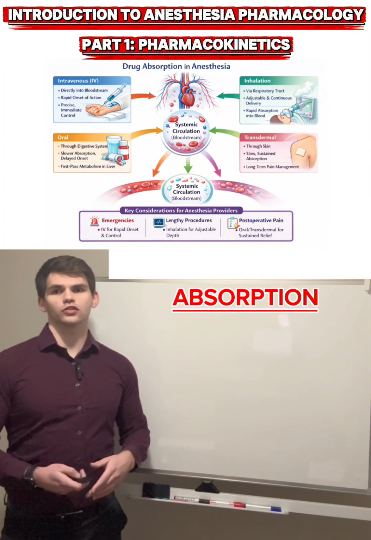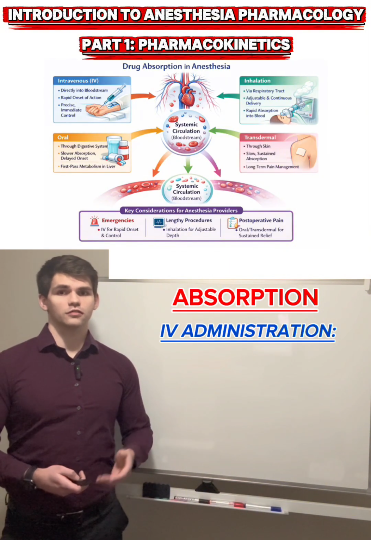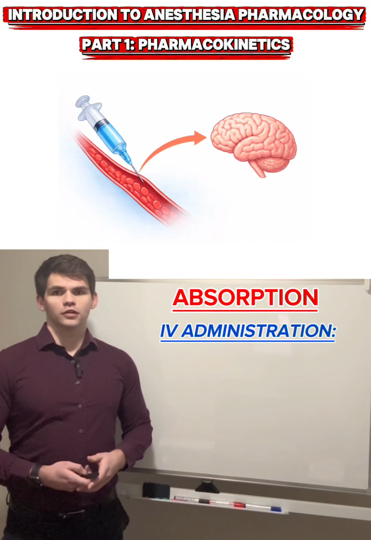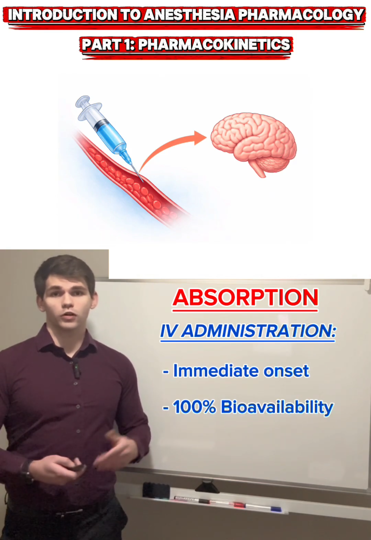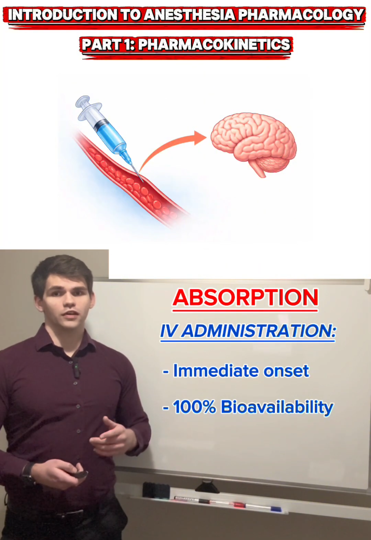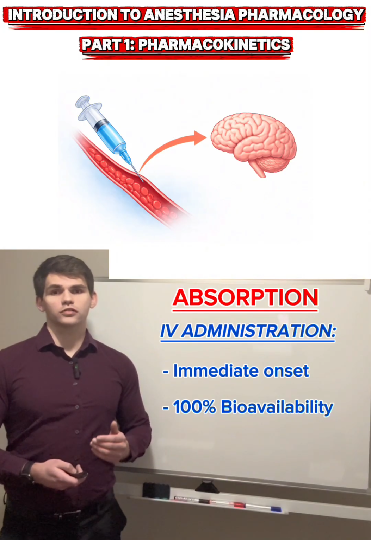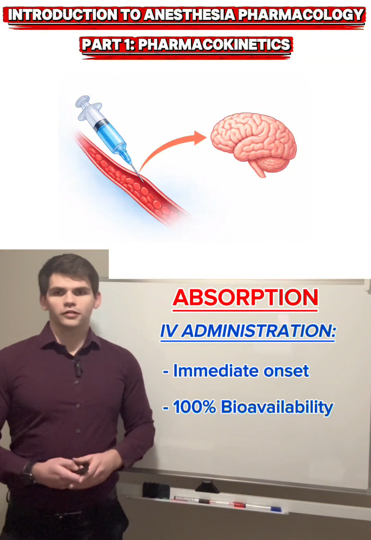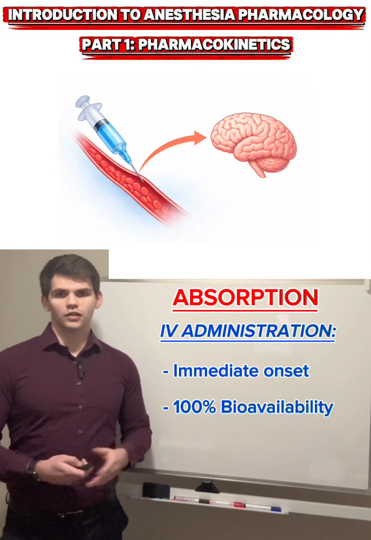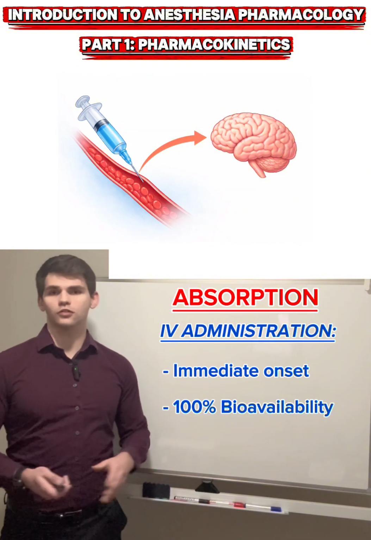Let's start with IV administration. This is one of the most important routes in anesthesia because when a drug is given intravenously, it goes directly into the bloodstream. That means the onset is very fast and the bioavailability is essentially 100%. So IV has immediate onset and 100% bioavailability. This is why IV drugs are so important during induction and in emergency situations. Think about propofol. You push it IV, and within seconds, the patient becomes unconscious. That speed and predictability are exactly why IV administration is so valuable in anesthesia.